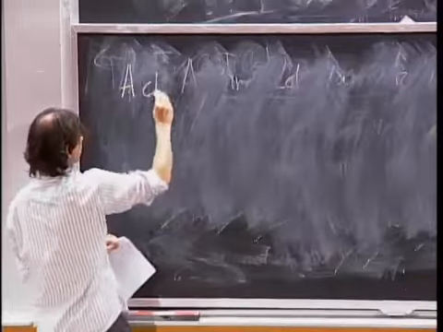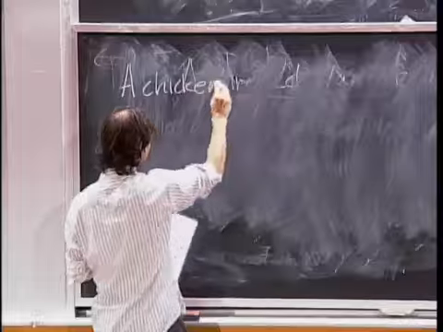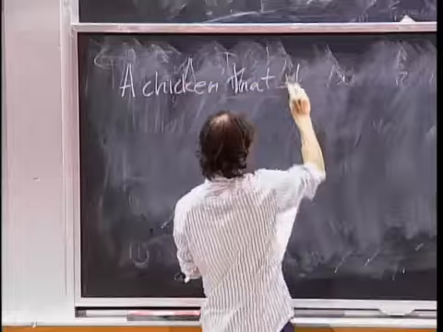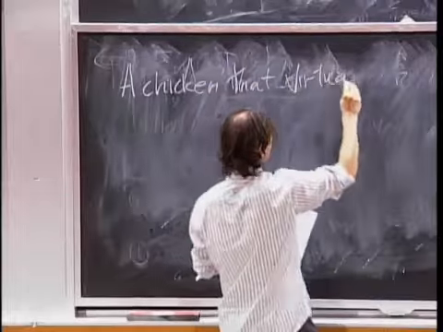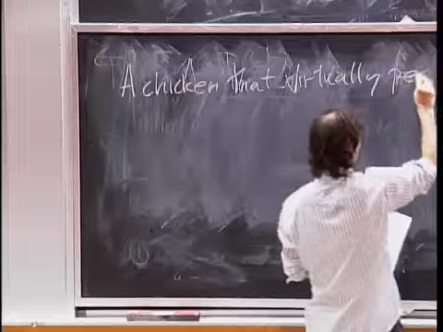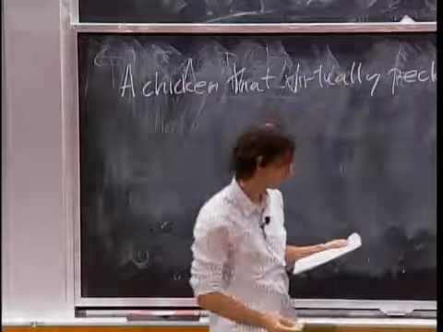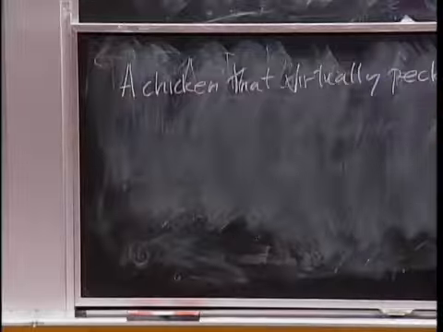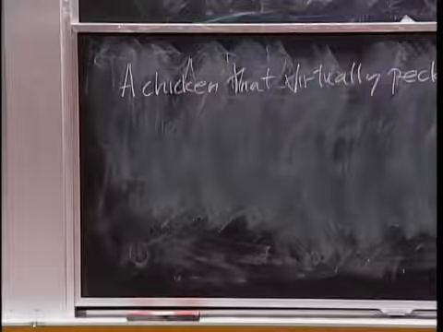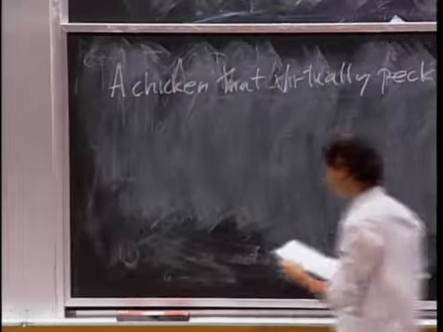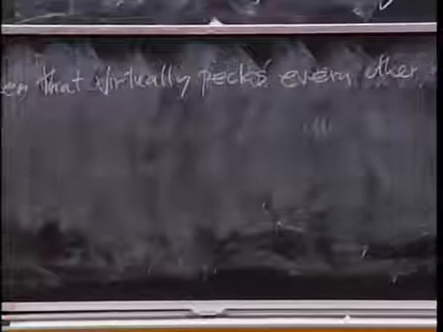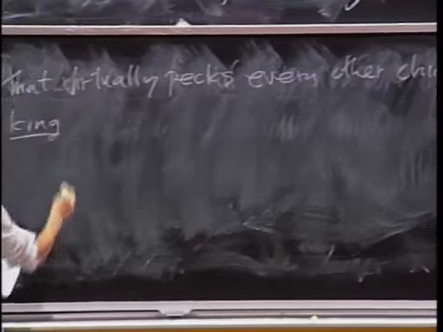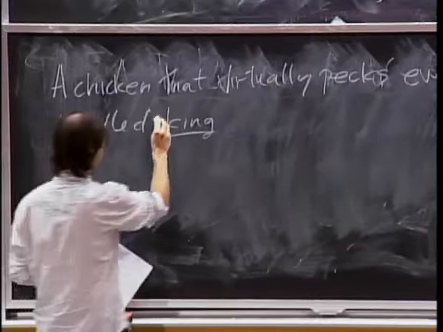So a chicken that is able to virtually peck everyone else we will call a king. So a chicken that virtually pecks every other chicken is called a king, a king chicken.